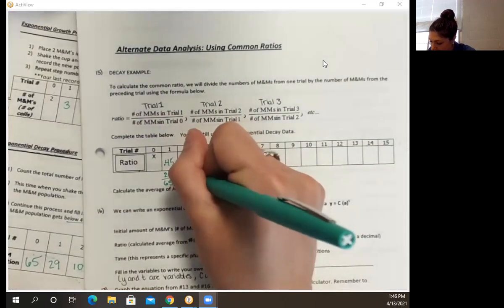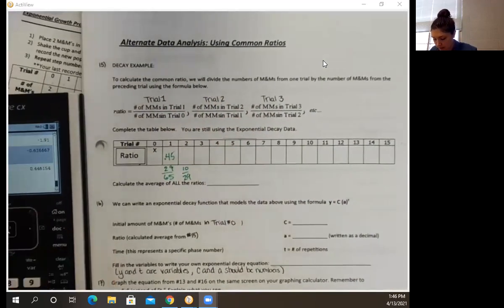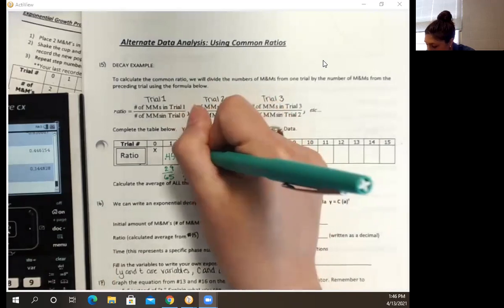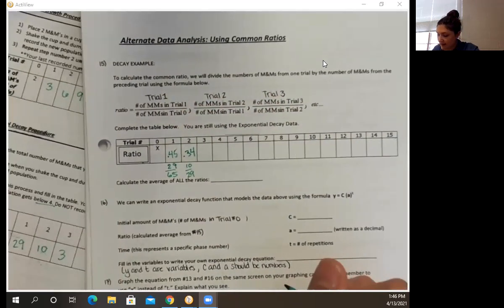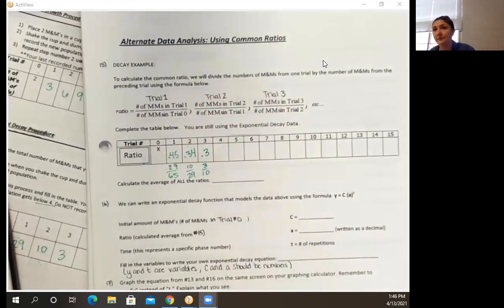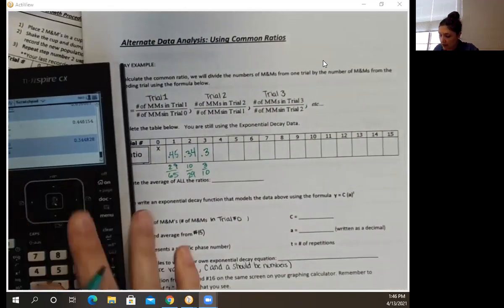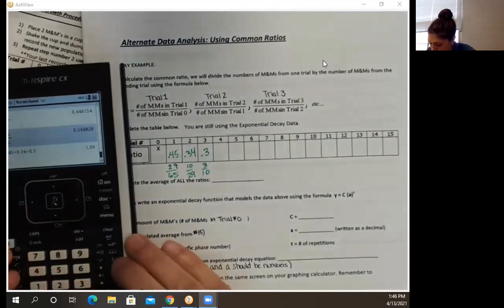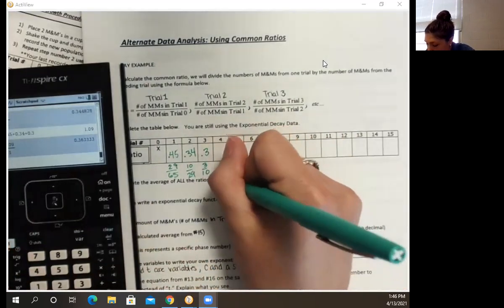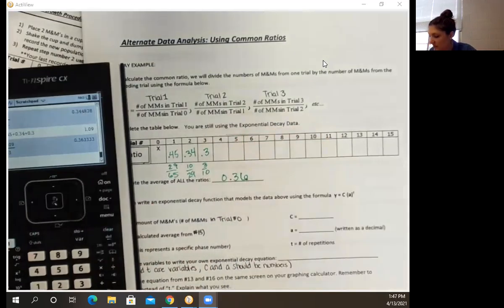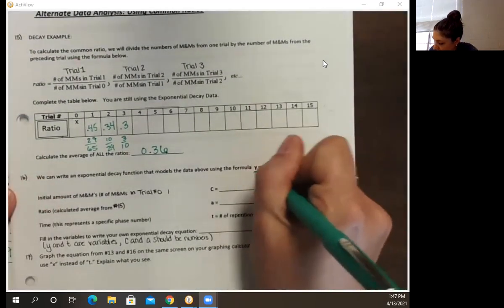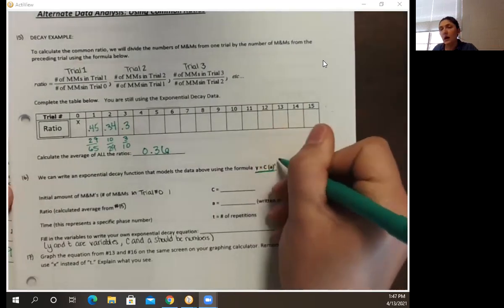And then I would have 10 over 29. So 10 divided by 29 gives us 0.344, 0.34. And then finally, 3 over 10. 3 over 10 is going to give us 0.3. My average for all of these would be 0.45 plus 0.34 plus 0.3 divided by 3. We get 0.363 repeating, so 0.36.